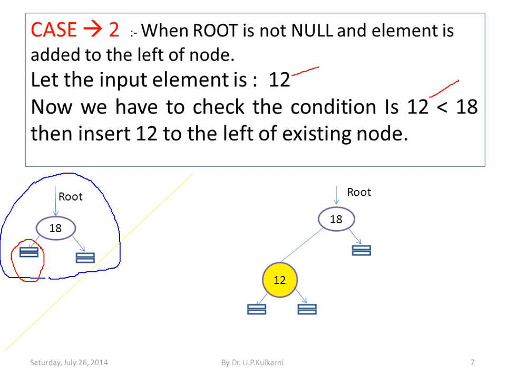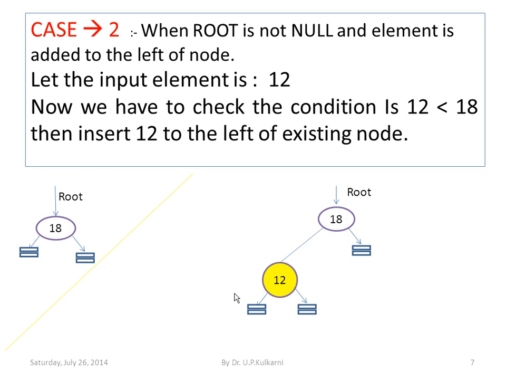12 is less than 18. So when it is less than this particular key value, we move to the left of this and create a node as we have seen before. Make its left child null, right child equal to null, and link the left of the root to this particular node temp. This is what we do.